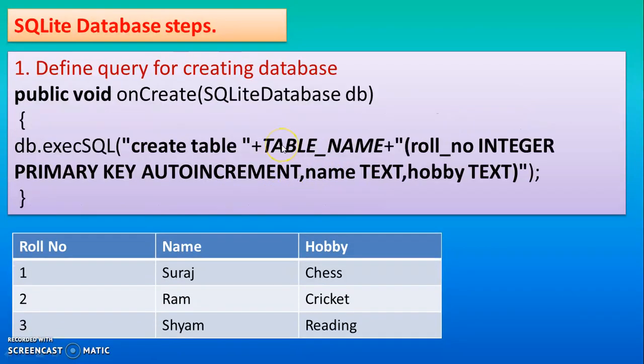Then the next step is to define the query for creating the database. For that you have to use the onCreate method. Here you use the execSQL method, and you write the command like CREATE TABLE, table name. And then you have to pass the data types also. For roll number we need the integer data type because it will store integer numbers like 1, 2, 3. And it is our primary key, meaning we want each value to be unique, so you can treat it as a primary key with auto increment. Then the next one is name, which stores characters, so it is the text data type. Then the third one is also the text data type. In this way you use the onCreate method for creating the table.